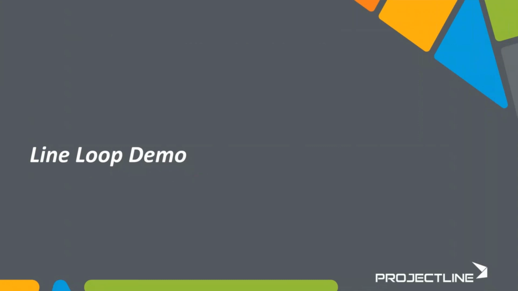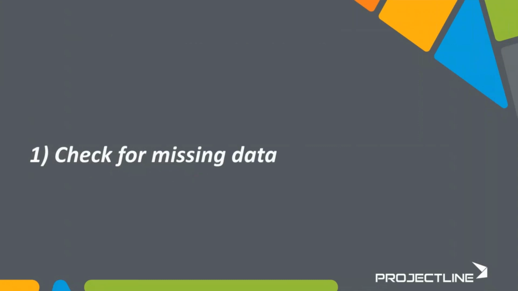Okay, so let's get into a line loop demo. The first scenario we're going to look at is checking for any missing data on a document. Just so everybody's aware, hopefully you've seen a previous demo or webinar on universal functions and macros. It'll help make this session a little more informative, and it'll make more sense to you.